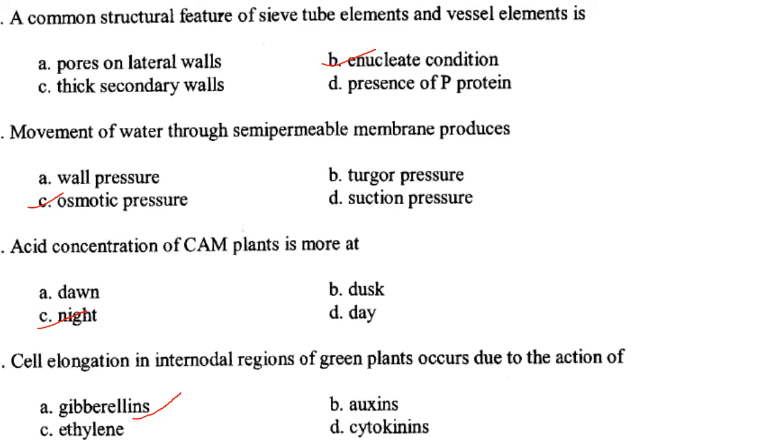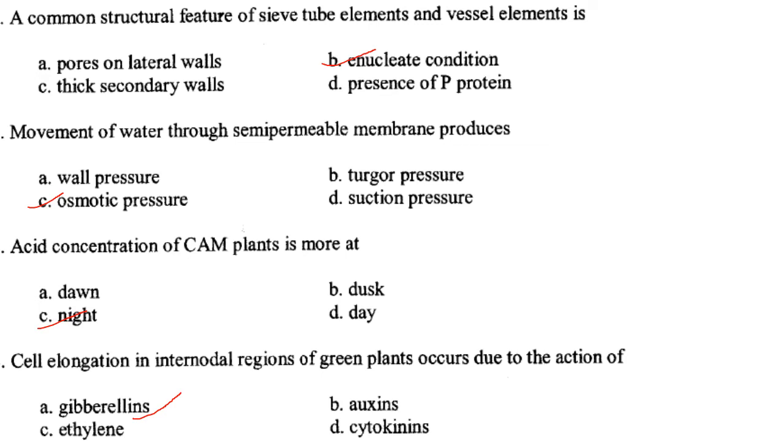So here the answer, that is movement of water through semi-permeable membrane produces osmotic pressure. Answer is option C. Acid concentration of CAM plants is more at night. CAM plants are succulent plants which grow in dry conditions and are exposed to high temperatures. In these plants, stomata open during the night and close during the daytime.